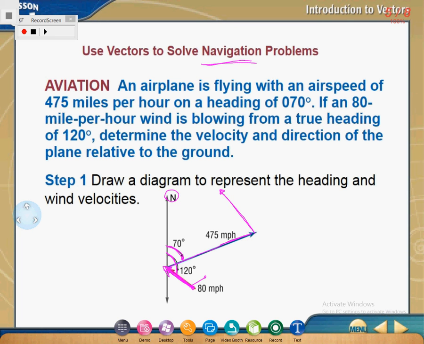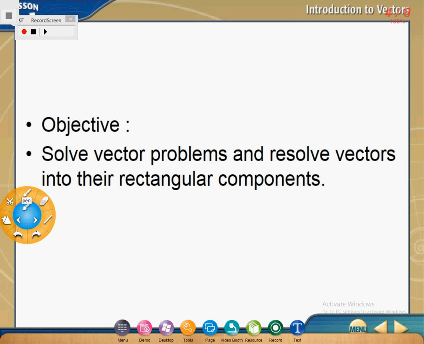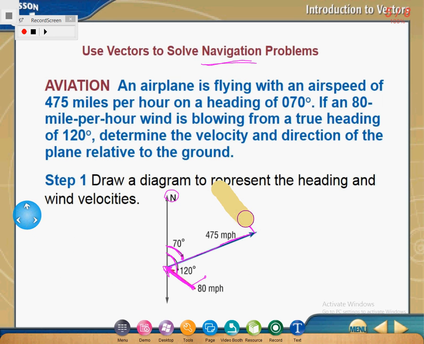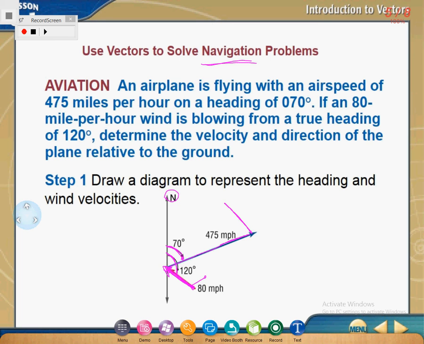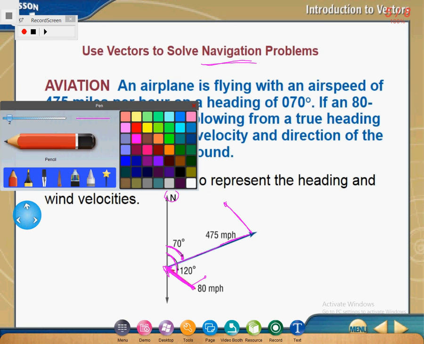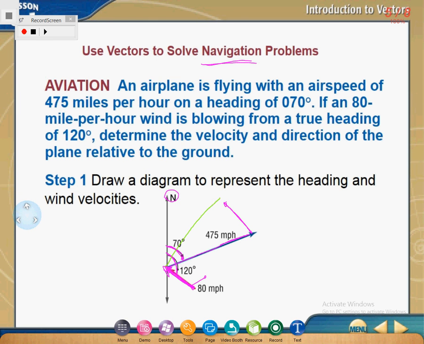Is it on the same line? If you use a protractor, it will be easier. Let me do it again. I will try to make it clear and accurate. So, almost. Now the resultant, or the ground speed, will be this. Let me choose another color. This is my resultant. I hope it's correct. Okay, so this is my resultant.